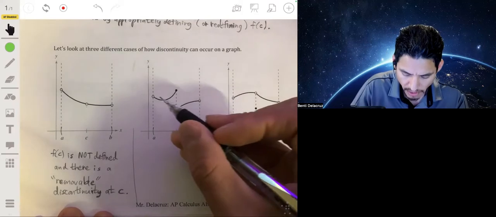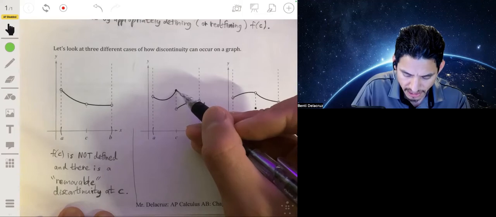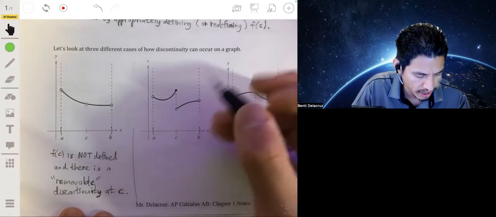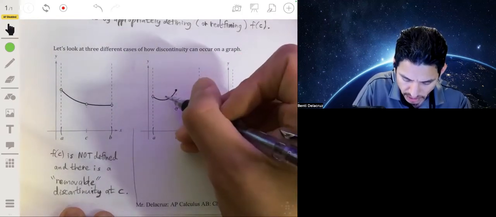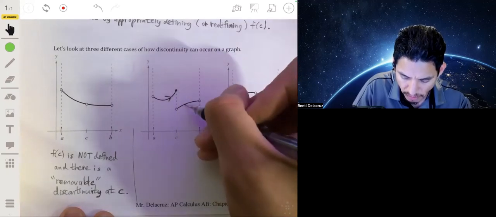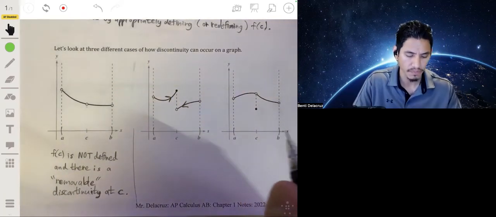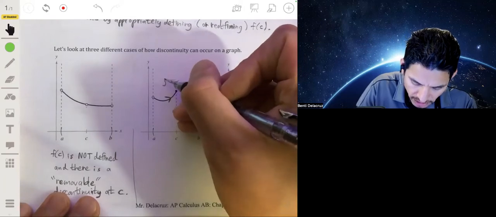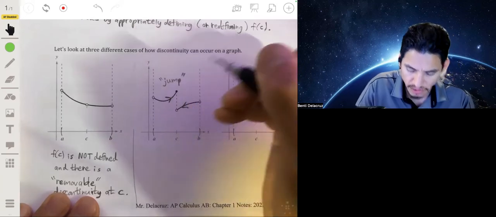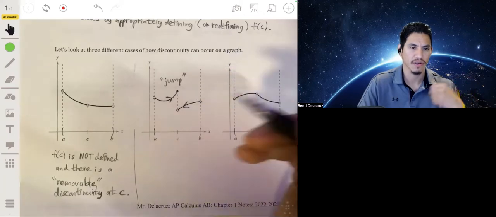Now this one, again on an open interval, f of c is actually defined, but we jump from here to here. As we're approaching c from the left, we're going to this value, but when we're approaching c from the right, we're going to this value. So we have what I tend to call a jump, a jump discontinuity. Think about it just as you would normally think of a jump, like if you're falling off a cliff.